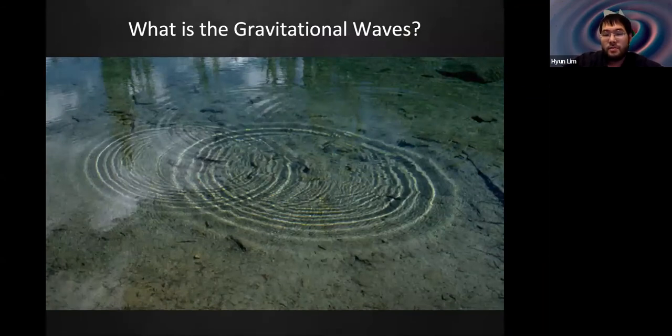Gravitational waves, as I mentioned in my title, are ripples of space-time. What does that mean exactly? Think about going to a pond and throwing a little rock or stone into the pond. Once the rock hits the pond, you will see ripples travel through the water. This is exactly what gravitational waves do.